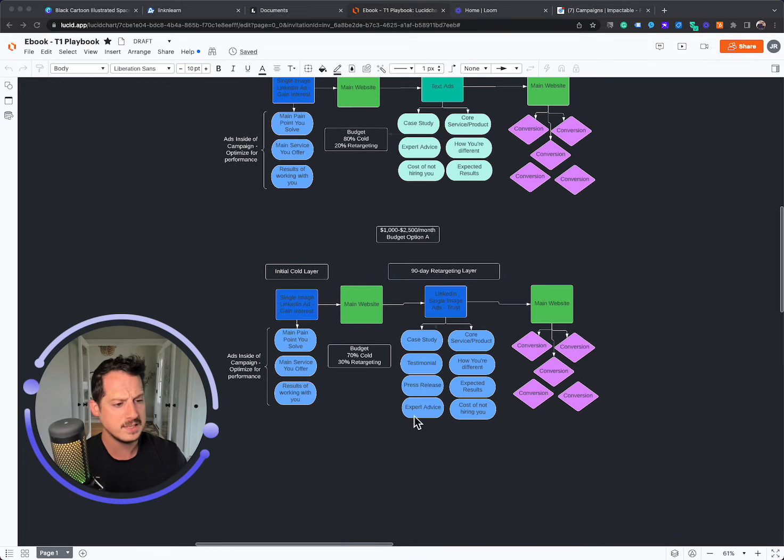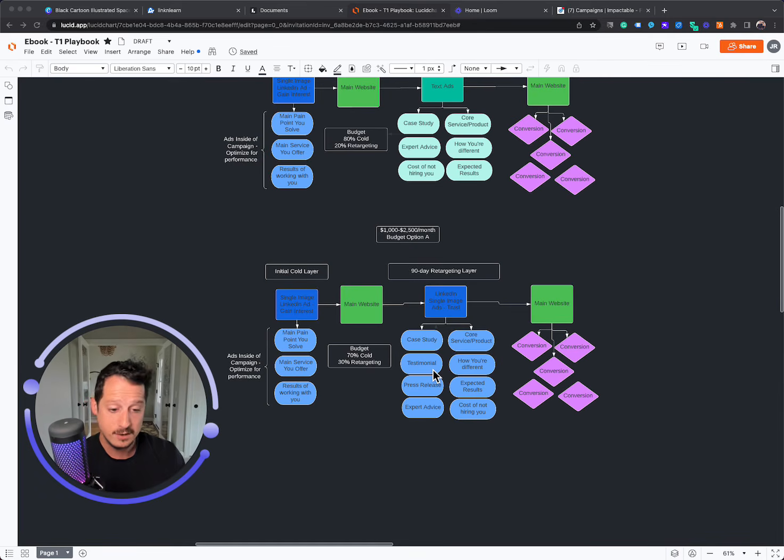Put them all in the same campaign, and I would move the setting to distribute evenly. So you don't want this one to optimize for performance. You actually want it to distribute evenly so that the prospects who click in through these ads, visit your website, get targeted, and they see as many of these ads as possible within that 90-day window.